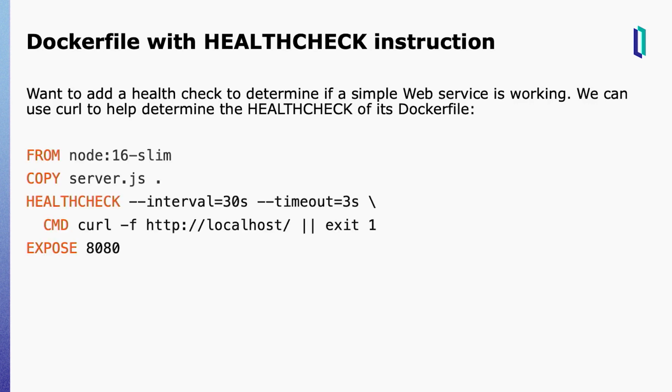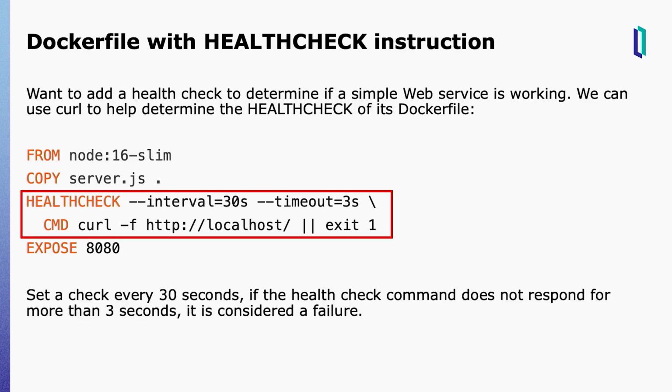So what does that look like? Well, this is a very, very simple example of a Docker file. We're starting with a base image. In this case, it's a slimmed down version of Node.js. So that's our base image. We're copying in a file, a server.js file. It's just an example of a web server. And then we're performing our health check.